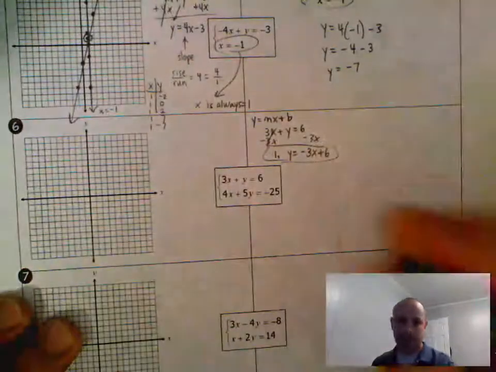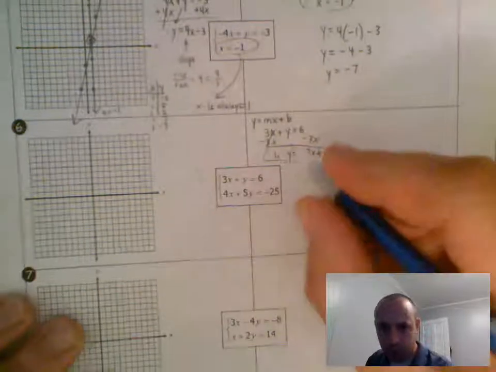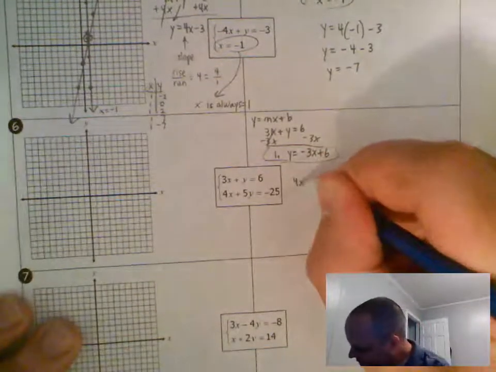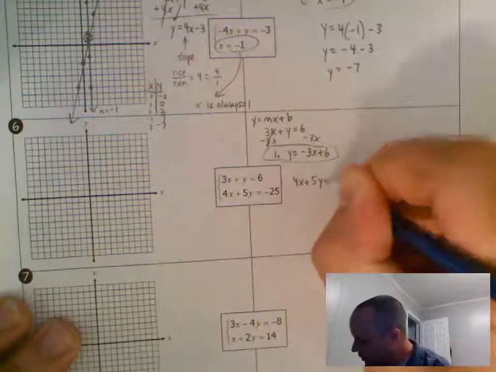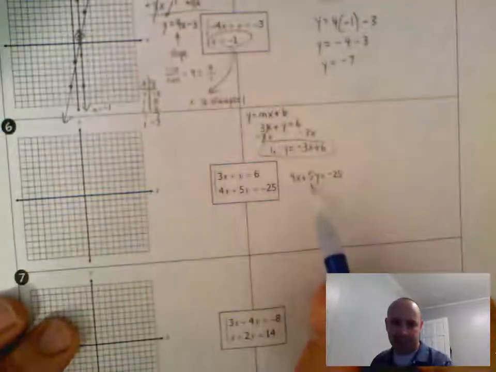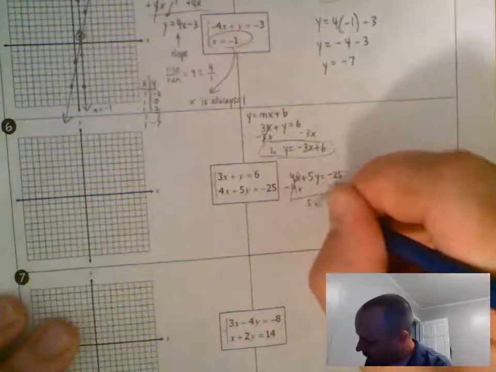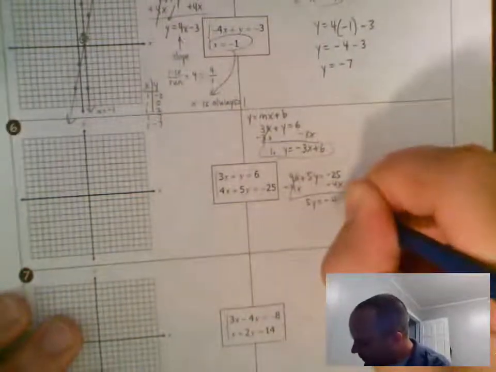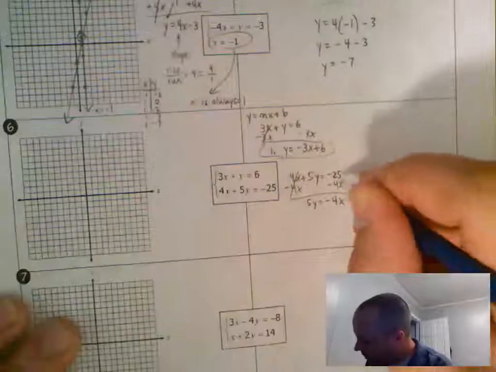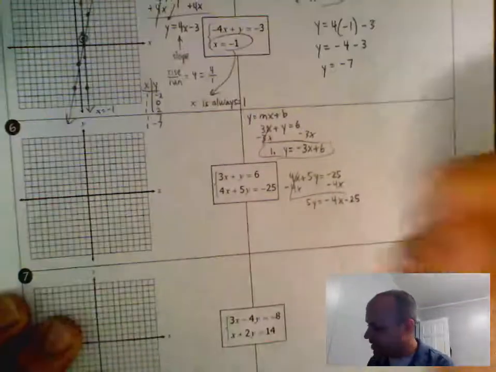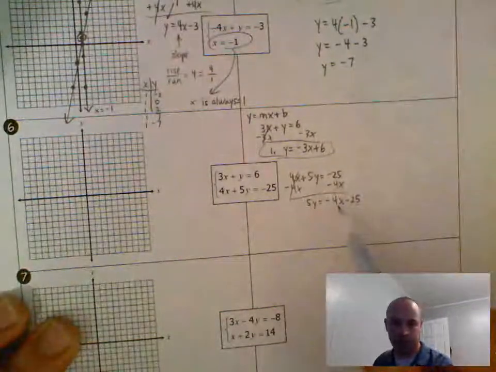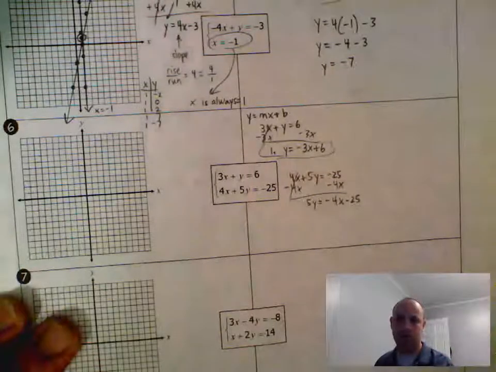Okay, and then our second one, we would take 4x plus 5y equals negative 25. So my y's are okay over here. So let's subtract 4 x's and get it over here. So now we have 5y equals negative 4x minus 25, because the negative 4x will shoot in the front here, the negative 25 over here.